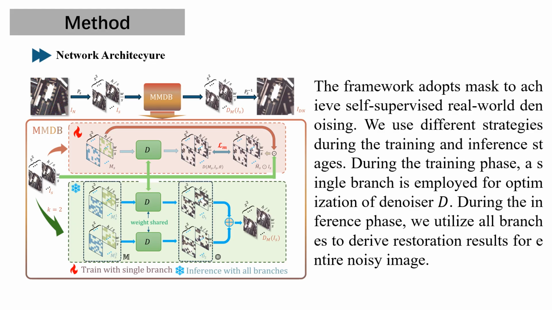Specifically, during training, we apply a single mask where about 50% of the pixels are masked, and the remaining pixels are used for reconstruction. In inference, we perform two complementary masking operations, reconstruct the masked pixels separately, and then combine the results to obtain the final complete denoised image.